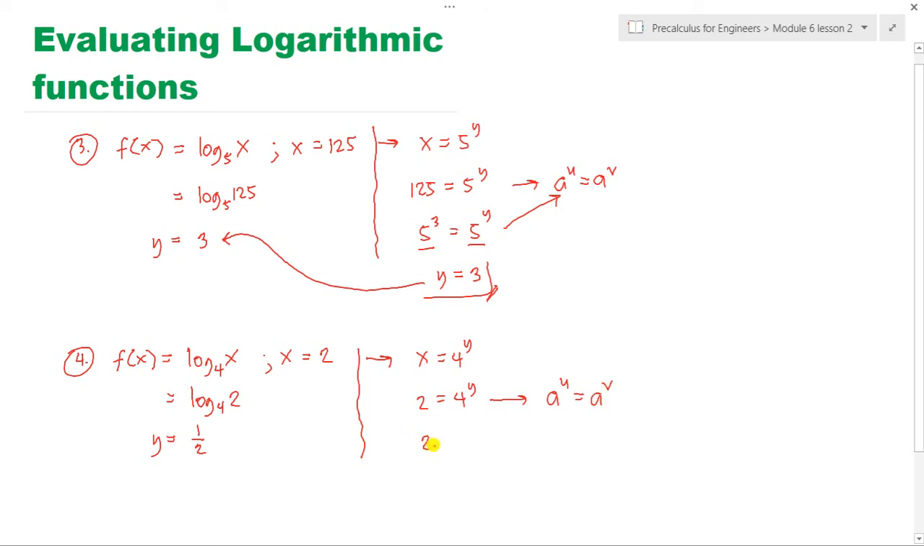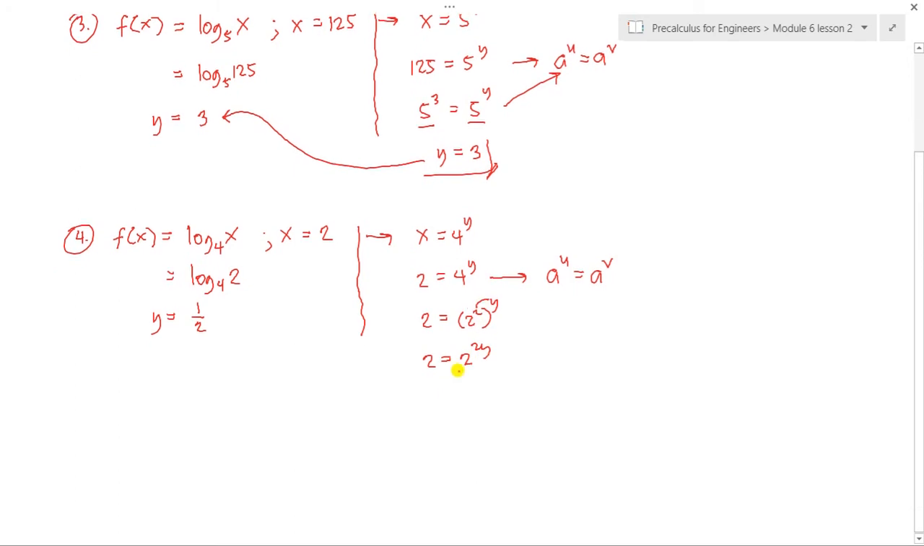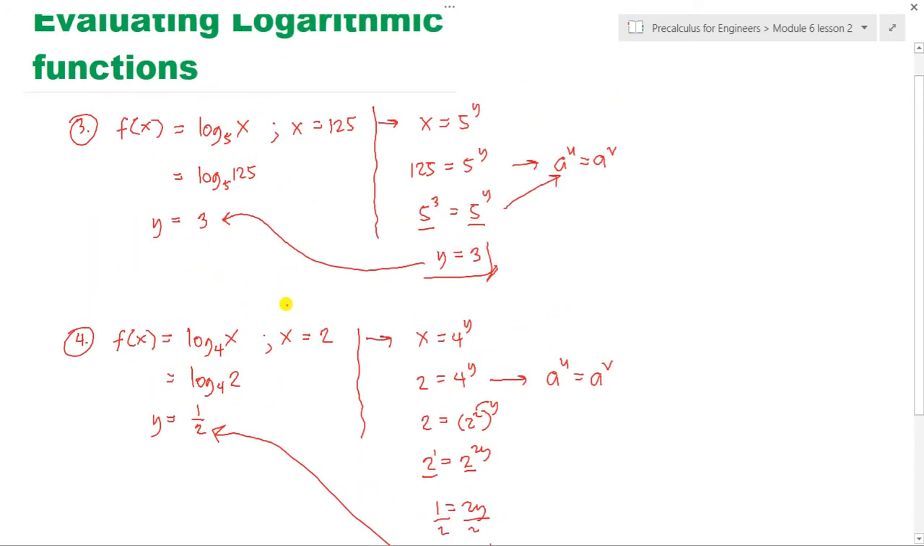So here we can see that 4 can be written as 2 squared, right? Product of small prime numbers. So 2 is equal to 2 raised to 2y. Multiply the exponents using the power rules. Since they have the same base, we can just equate their exponents. The 2 has an invisible exponent of 1. So that is 1 is equal to 2y. Divide both sides by 2. We say that y is equal to 1/2. So this is proven by the method where we used the calculator.